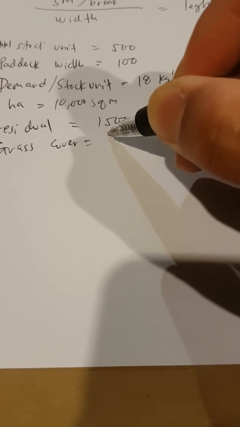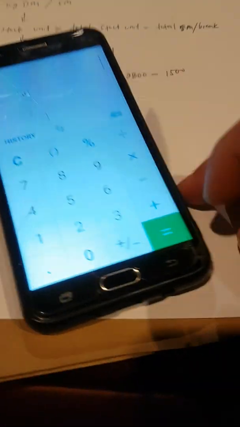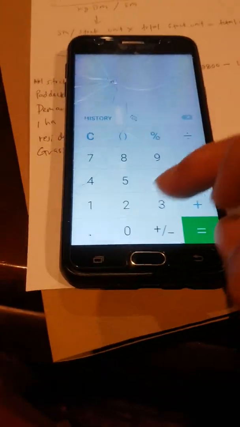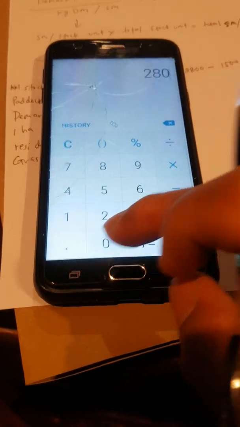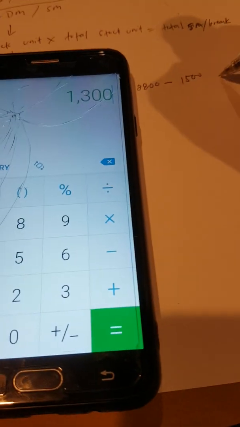Alright, let's do the first one: grass cover minus residual. Say you did your pasture walk and you have a grass cover of maybe 2800. So let's do the first step: 2800 minus residual, which is 1500. 2800 minus 1500 equals 1300.